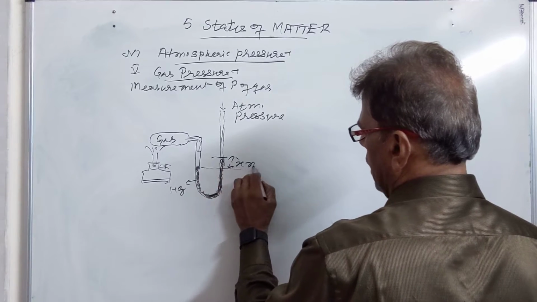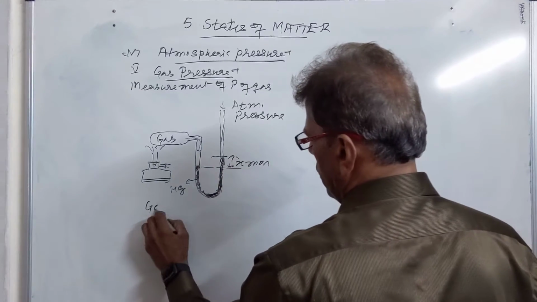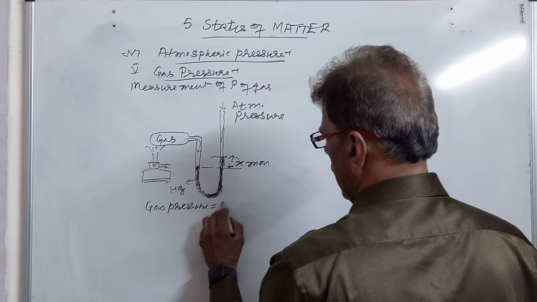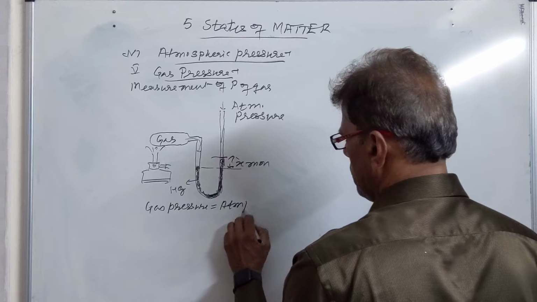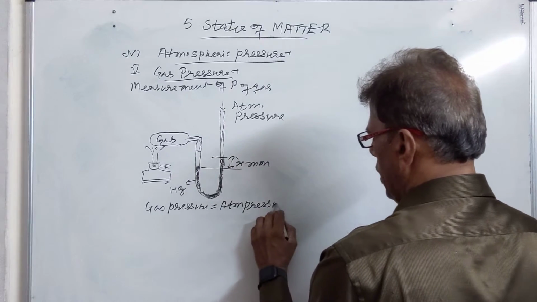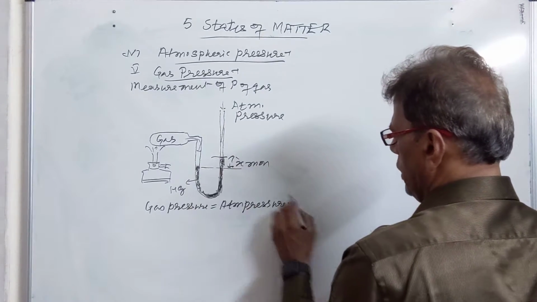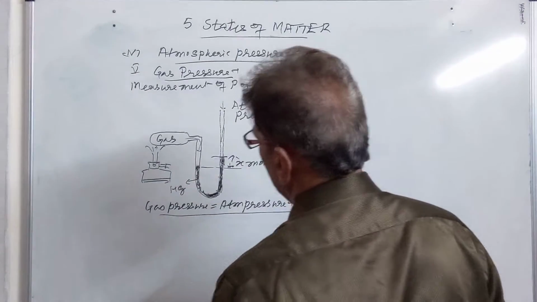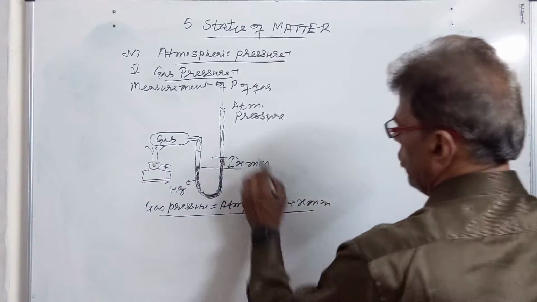Let it be x mm. Then gas pressure will be equal to atmospheric pressure plus the difference of these two levels, that is x mm. This is called gas pressure. Then we have the closed end manometer.